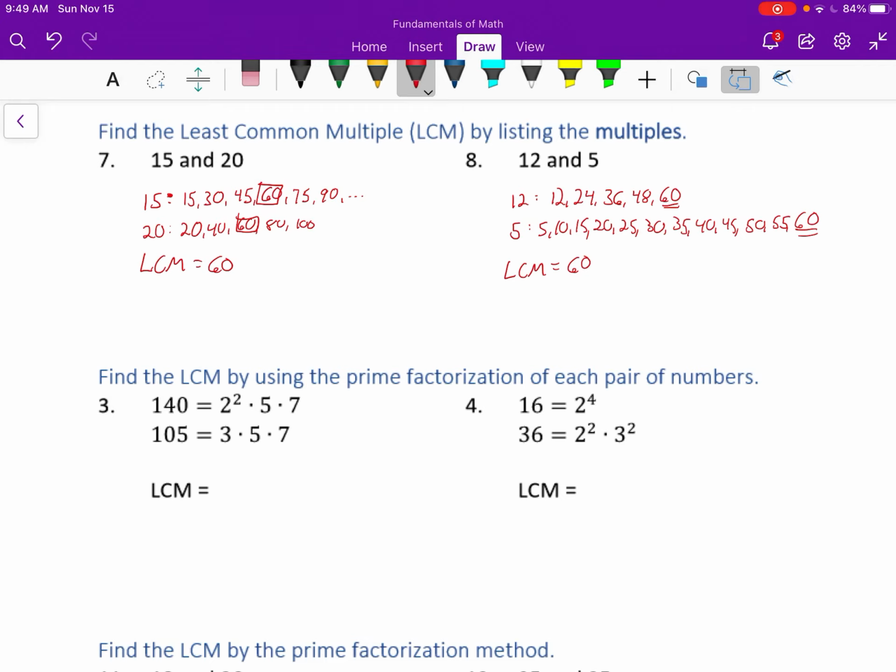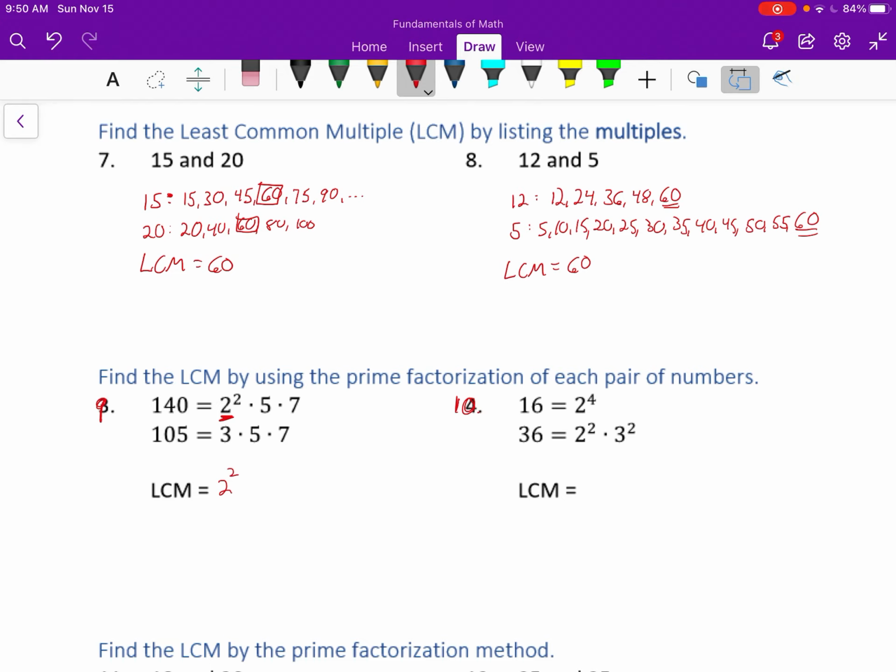So with listing, if you know your multiplication facts, you can list pretty easily, or you can even think through your multiplication facts, and that can help you find the least common multiple. The next set of questions says find the LCM by using the prime factorization of each pair of numbers. So here we have a few. I forgot to renumber these, so this should be number 9, and this should be number 10.